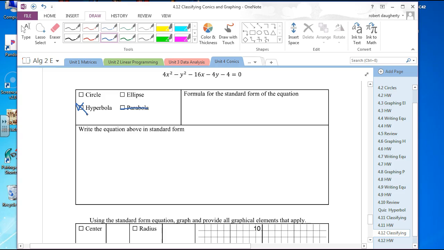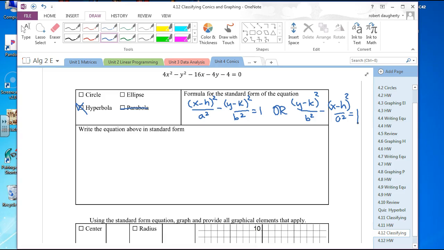Okay. So the form for this could take one of two forms. x minus h squared over a squared minus y minus k squared over b squared equal 1. Or it could be y minus k squared over b squared minus x minus h squared over a squared equal 1. Don't worry about which it is at this point. Just complete the square, and then the equation will tell you which form it is, okay? You'll have something with a negative and something with a positive.